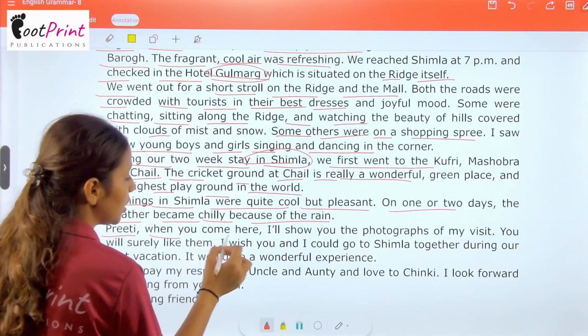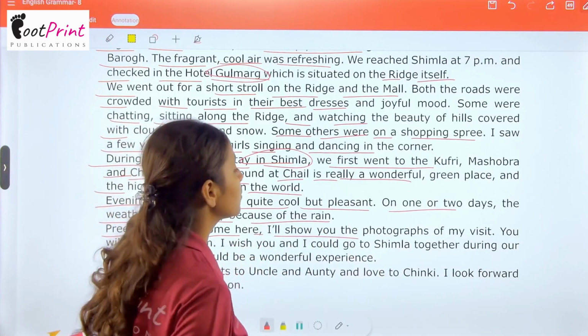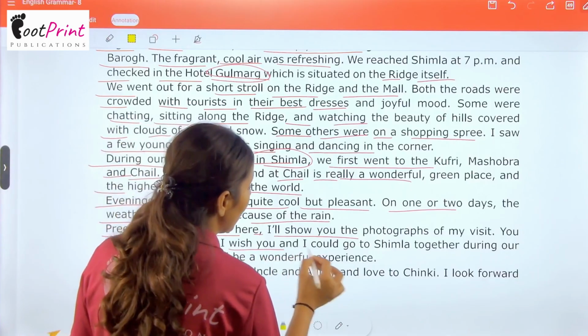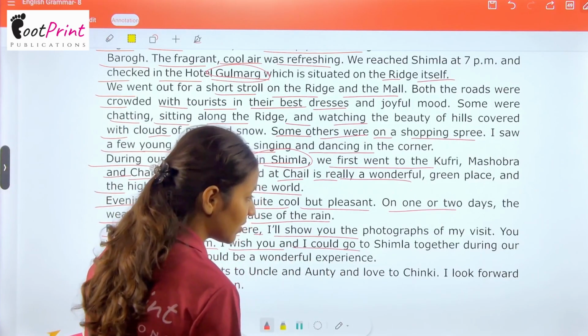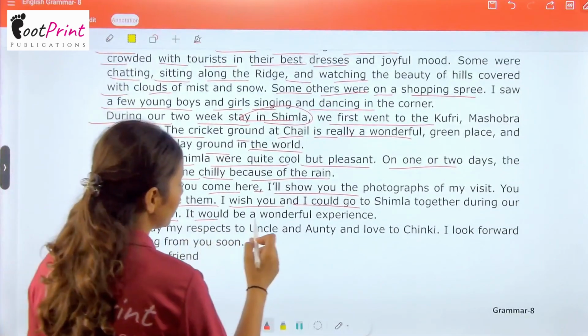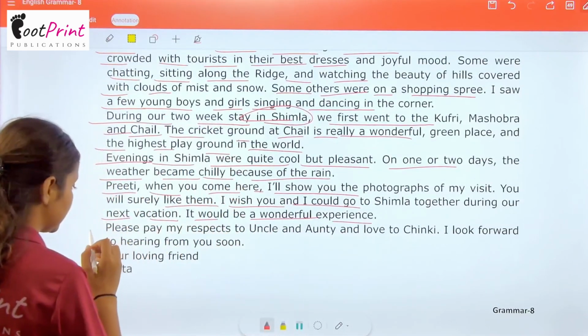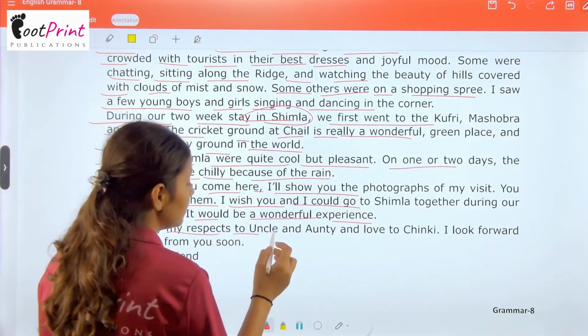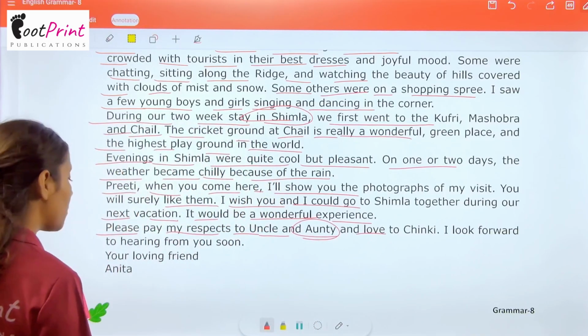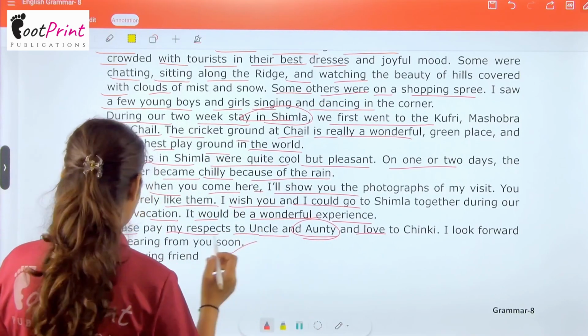Preeti, when you come here, I will show you the photographs of my visit. You will surely like them. I wish you and I could go to Shimla together during our next vacation. It would be a wonderful experience. Please pay my respects to uncle and auntie and give my love to Chinky. I look forward to hearing from you soon.